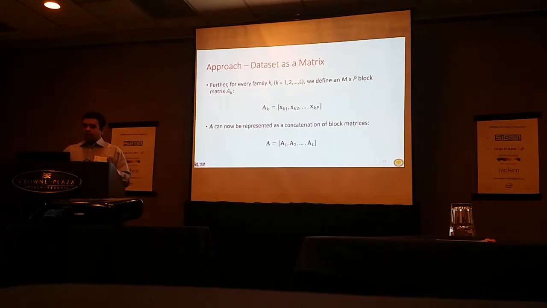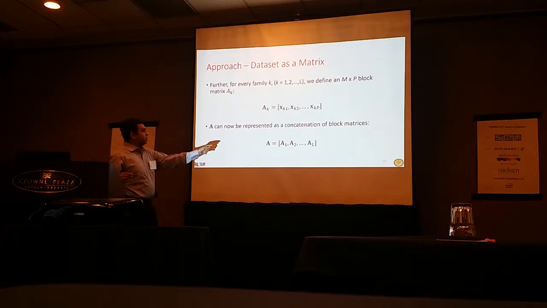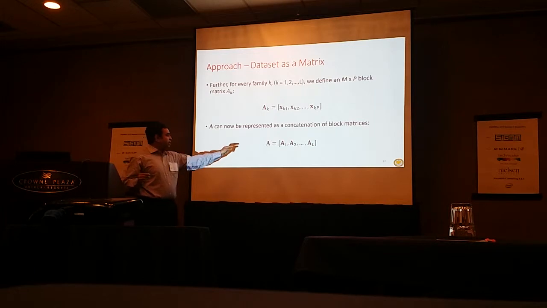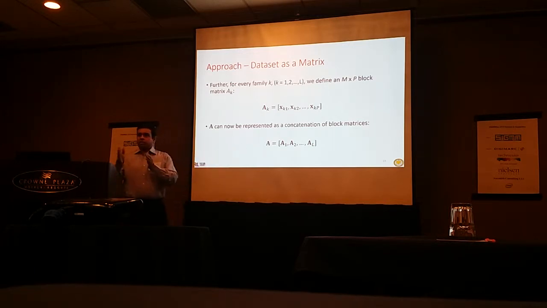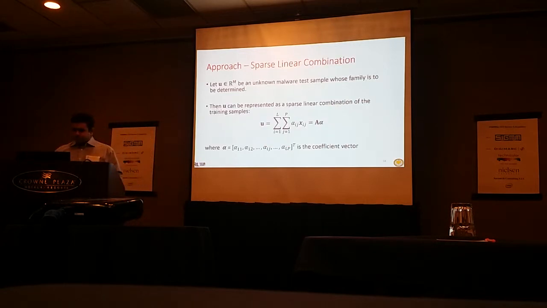And further, for every family, we can also define a block matrix, A_k, such that this matrix A_k has samples only from that particular family. So the malware data set can now be represented as a concatenation of block matrices, where A_1 to A_L are the block matrices representing different families of malware. And let U be the unknown malware whose family is to be determined.